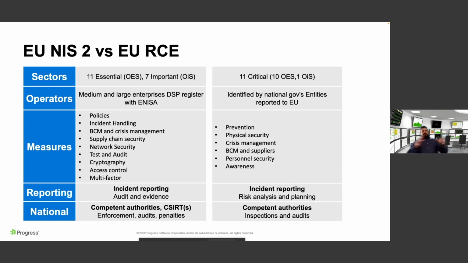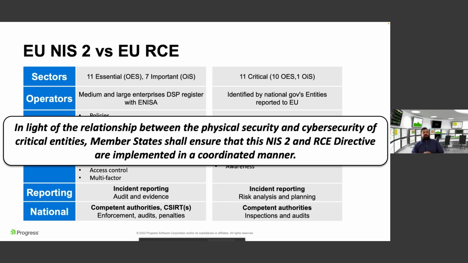Let's say national coverage is represented by competent authorities for both of them. It can be the same authority or not, depending on transposition of these directives into the national legislations. But as I mentioned, in the light of the relationship between the physical security and the cybersecurity of critical entities, they are including 10 of essential entities, member states of the European Union shall ensure that both directives are implemented in a coordinated manner. It's a logical step, actually.